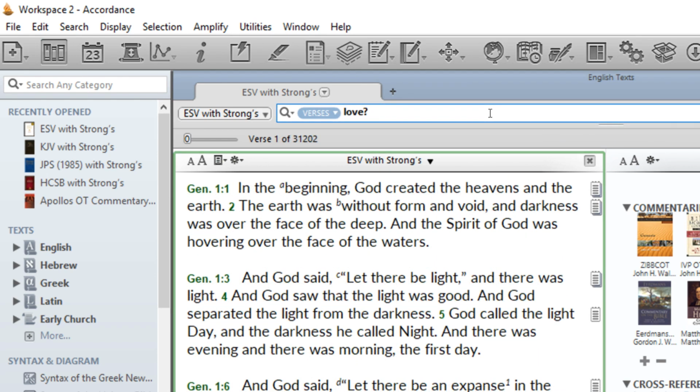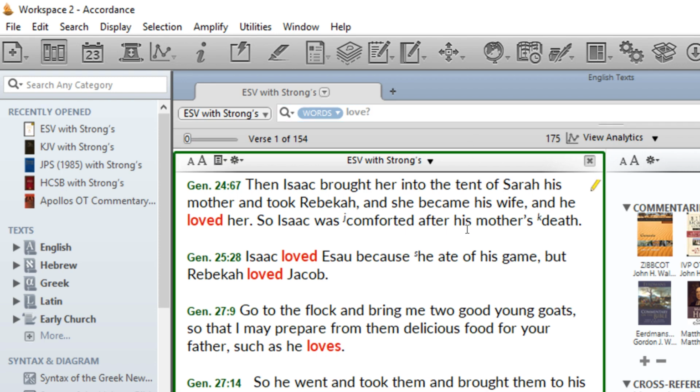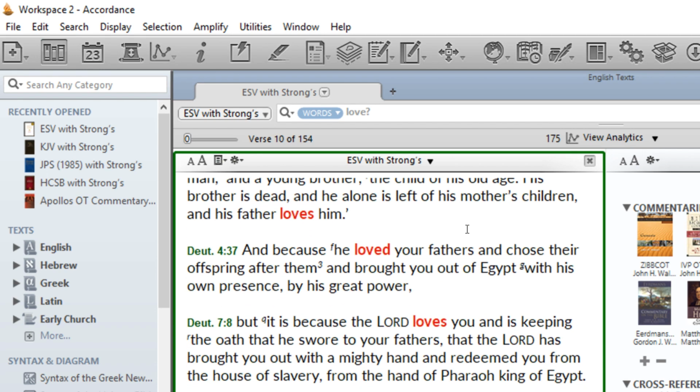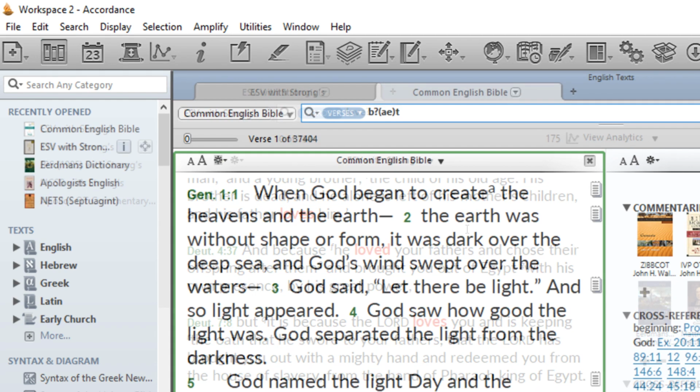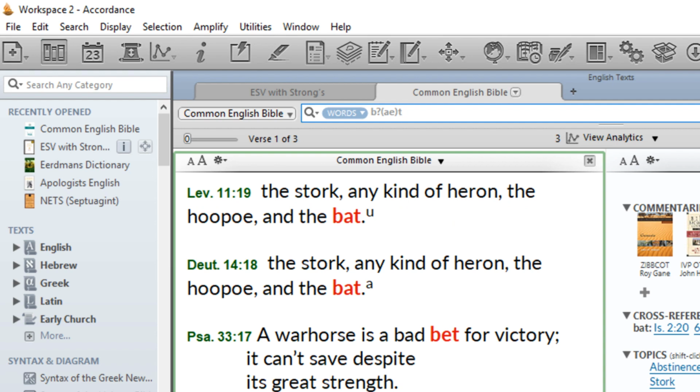The character wild card, represented by a question mark, stands for one character of any kind. Love? will find loves, lover, and loved, but not lovers or loving kindness. You can specify which characters the character wild card can be by placing them in parentheses immediately after the question mark. B?(AE)T will find bat and bet, but not bit or but.